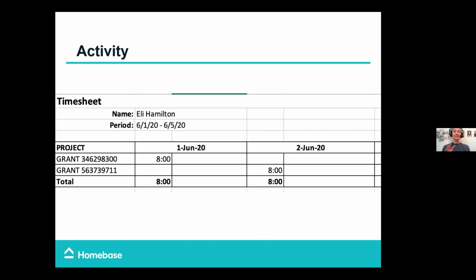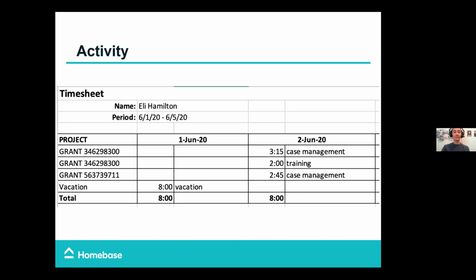So the gaps here, right? I'm seeing time for this person tracked to grants, which is great, but I'm seeing 8 hours per grant and I'm not seeing any other information. I don't know what this person was doing for 8 hours on June 1st in order to serve that grant, to support those clients. I don't know who the clients were. So if this is all I'm seeing as documentation, then it's not going to be enough. This is not a compliant time and activity report.